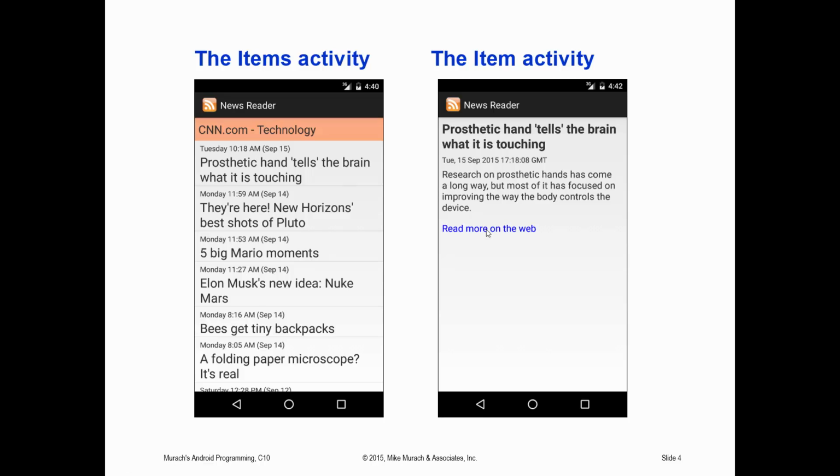So again, when the app starts, the items activity is going to display, in our case, the title of the newsfeed, followed by a list of items in the newsfeed where each item has a publication date and a title. And they're shown in reverse chronological order. Also, if the user clicks on a news item, the item activity displays more information about that item, including a link that can display the original article.